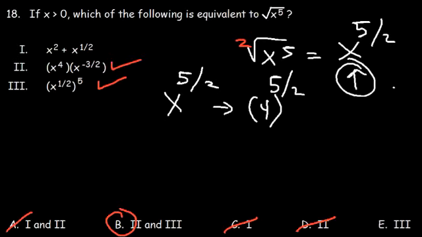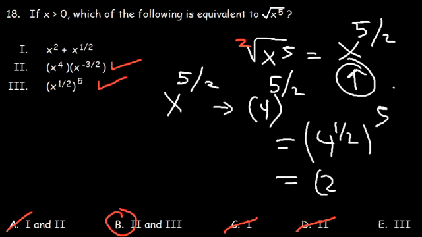What is the value of 4 raised to the 5 over 2? This is the same as 4 raised to the half, raised to the 5th power. So anytime you raise something to the 1/2, it's like finding the square root of that number. So the square root of 4 is 2, and 2 raised to the 5th power, that's 2 times 2 times 2 times 2 times 2, 5 times. 2 to the 5th power is 32.